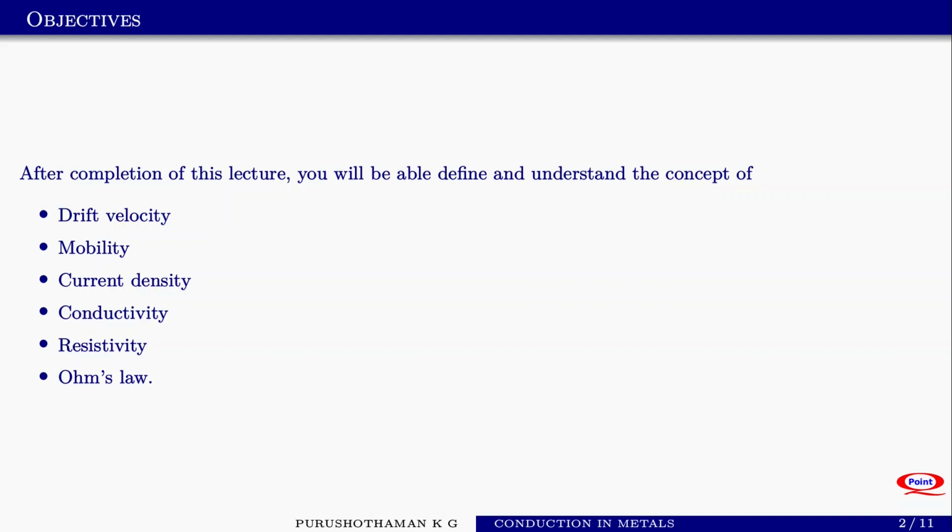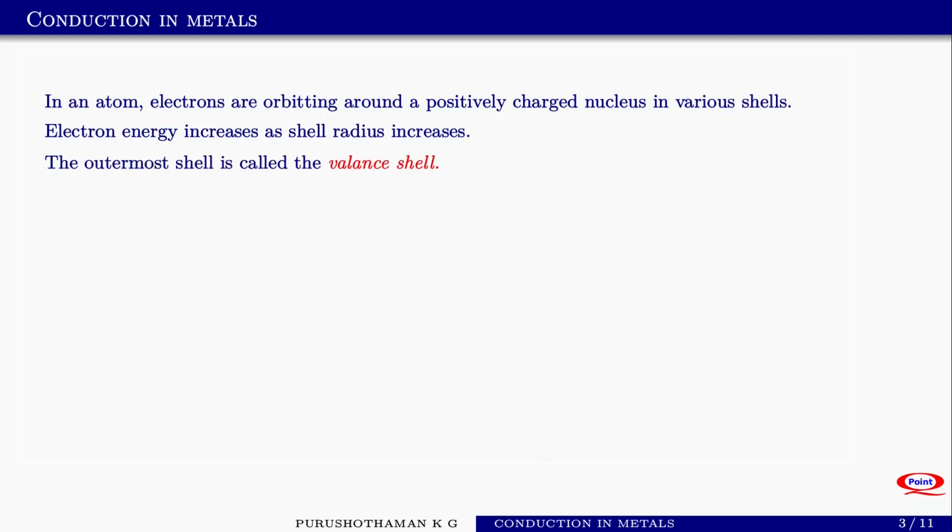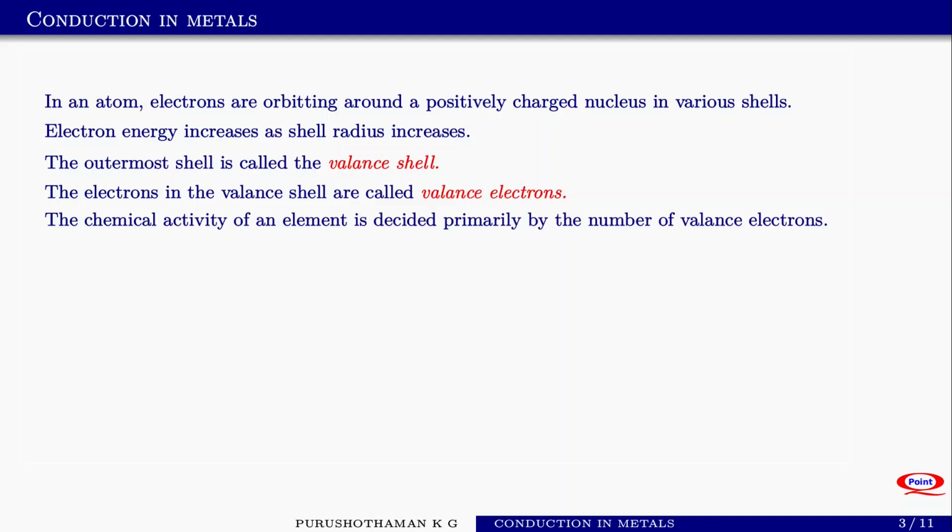Let us start. We know in an atom, electrons are orbiting around a positively charged nucleus in various shells. Each shell corresponds to a certain energy. As the shell radius increases, the electron energy also increases. The outermost shell is called the valence shell, and the electrons in the outermost shell are called valence electrons. It is the number of valence electrons that primarily decides the chemical activity of an element.